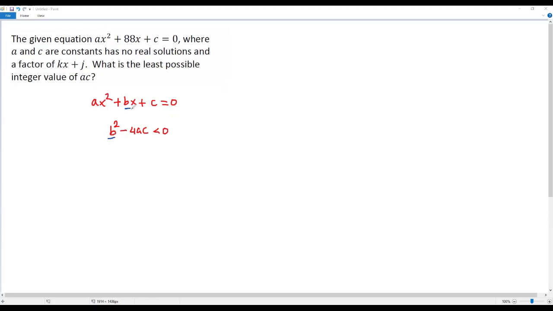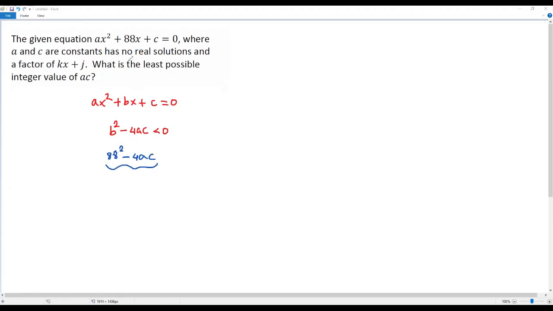Actually, b is the coefficient of x. Here in the given quadratic equation, the coefficient of x is 88. Then we get 88² − 4 times a, where a is the coefficient of x². Here the coefficient of x² is the same a, and c is the constant term. Here also we have the same constant term, that is c. So this is the discriminant for the given quadratic equation.